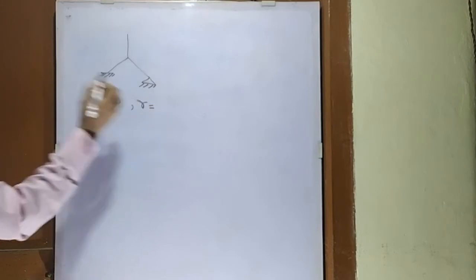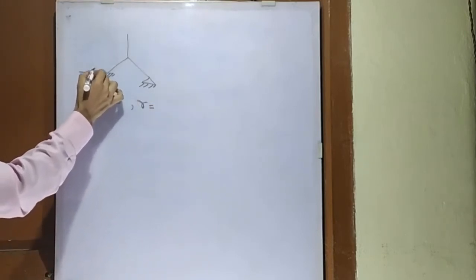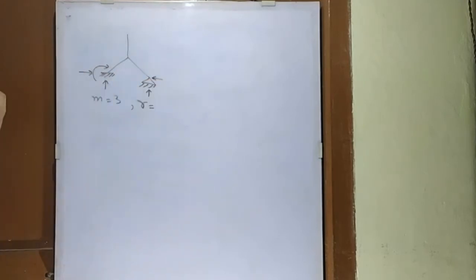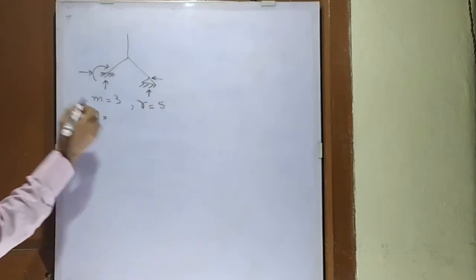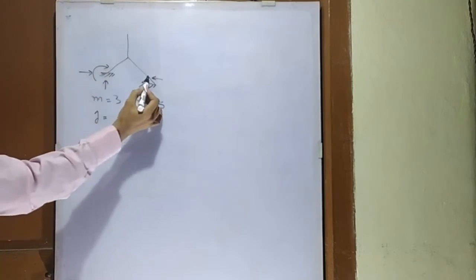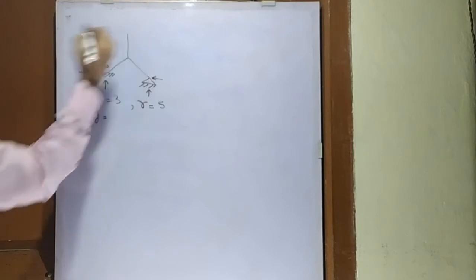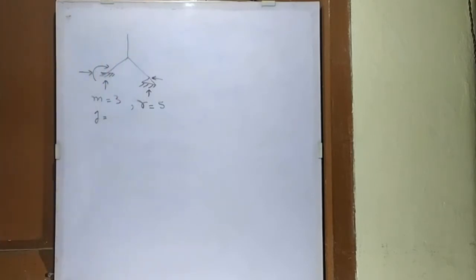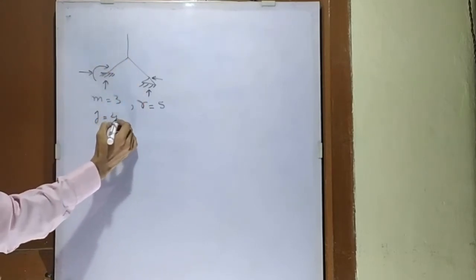And what is the number of reactions? The number of reactions is 3 at this fixed support: one vertical, one horizontal, and moment. And at this support only 2 reactions will be there. 3 plus 2 is equal to 5. And what is the number of joints? Here is a trick. This will be a joint, this will be a joint, and this will also be a joint, and this cantilever end will also be counted in the number of joints. So total number of joints 1 2 3 4. Total number of joints is 4.